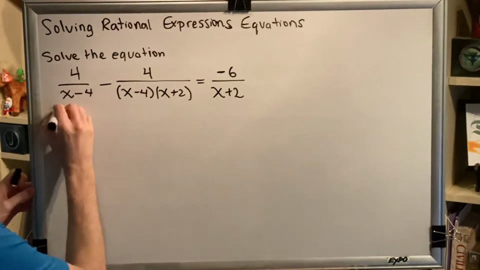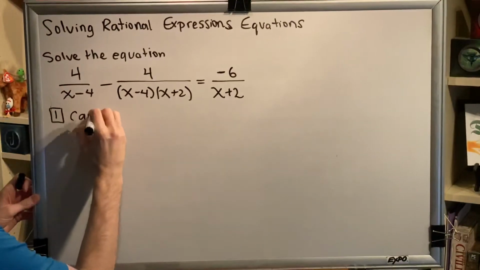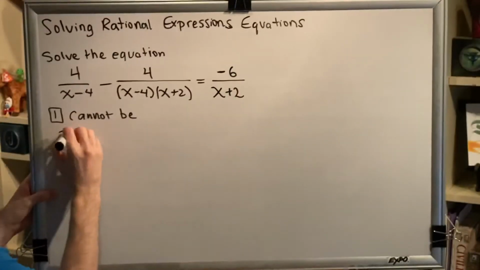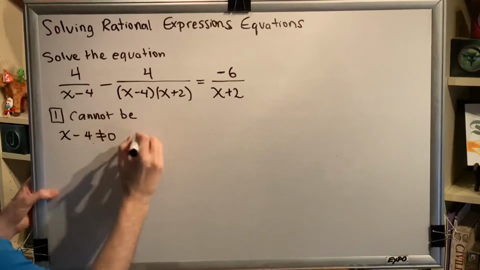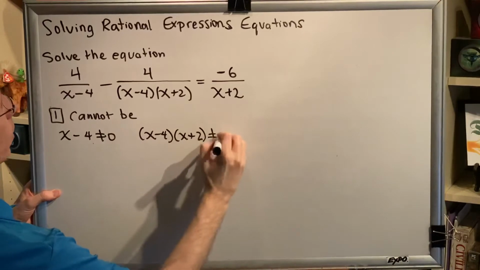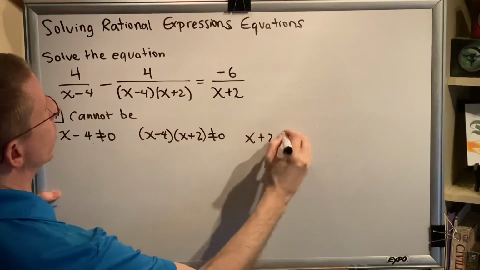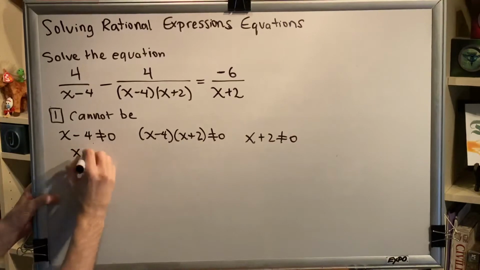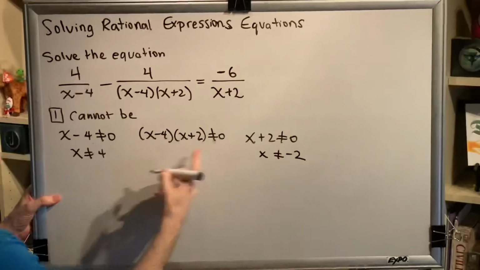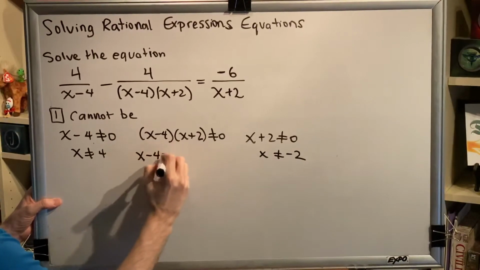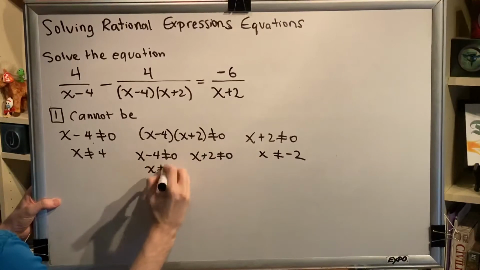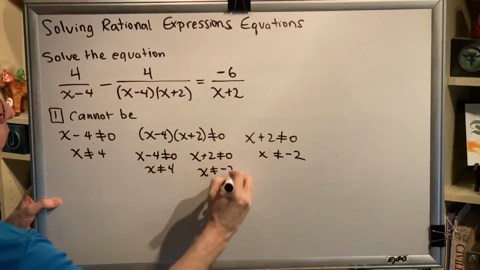Step 1 is to determine what the answer cannot be. And the way we do that is we set each denominator equal to 0. So x minus 4 is not allowed to be 0. X minus 4x plus 2 is not allowed to be 0. X plus 2 is not allowed to be 0. Solving each one of these, using the zero product property, we get x minus 4 is not allowed to be 0, x plus 2 is not allowed to be 0, and therefore x is not allowed to be 4, x is not allowed to be negative 2.